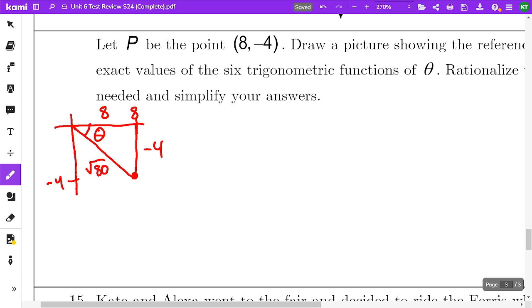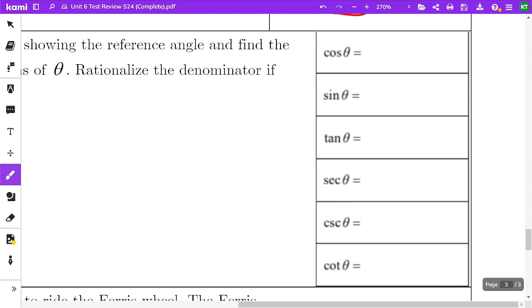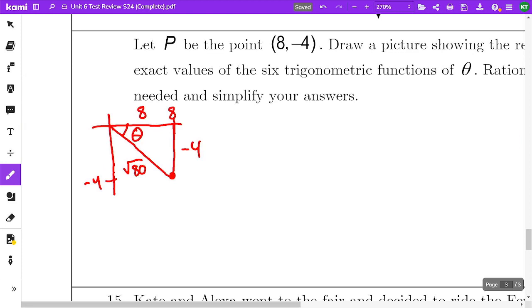Tangent's probably the easiest one to do in this one because we're not going to have to rationalize anything. So tangent is opposite over adjacent, which is -4 over 8. -4 over 8 simplifies down to -1 over 2. Easy. Cotangent is just that flipped, -2 over 1, which is just -2. All right, now let's get to the ones that are going to take a little bit more time to do, I guess.